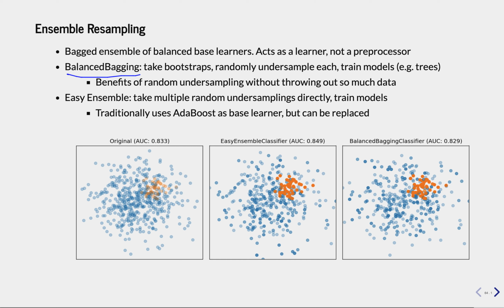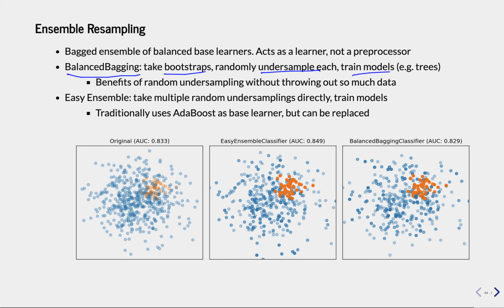So here you use normal bagging. So you take a bootstrap of your data, you sample with replacement, right? You take a sample of your dataset, and then you undersample that bootstrap so that the data is balanced. And only then do you train your first tree on it. And then you take a new bootstrap, you undersample that, you train your model. You take a bootstrap, undersample, train your model. And you do it n times, and you end up with an ensemble.